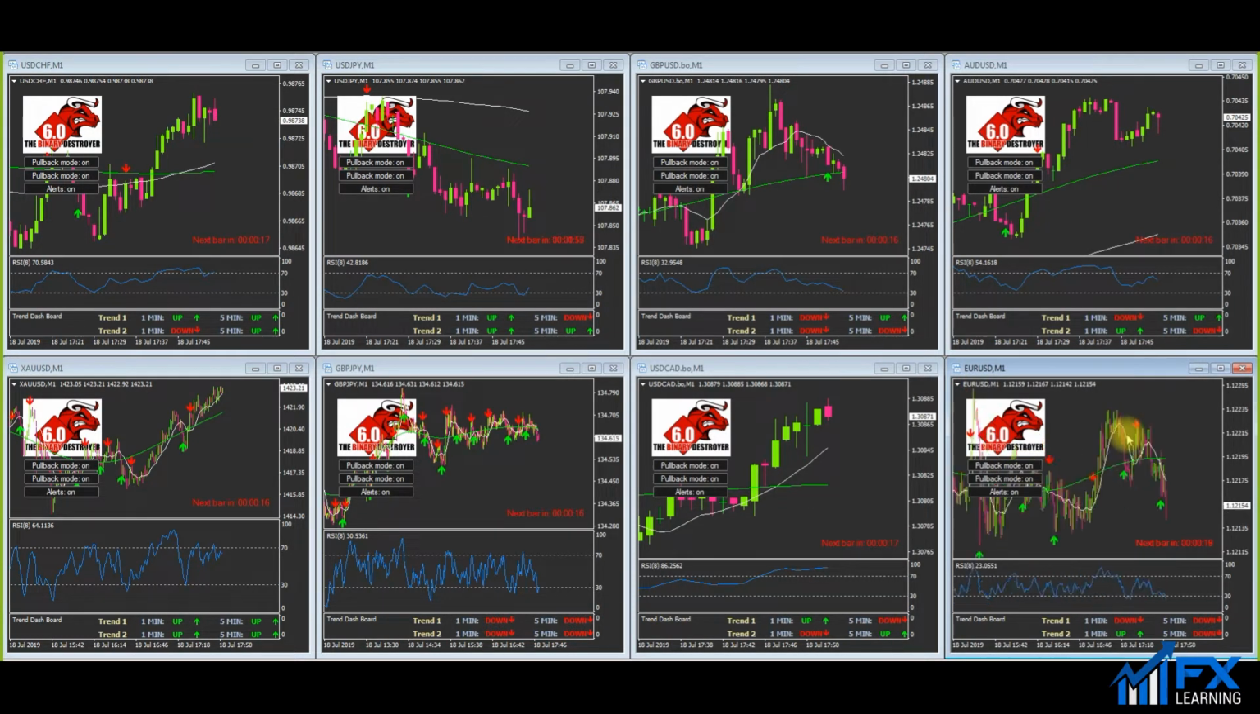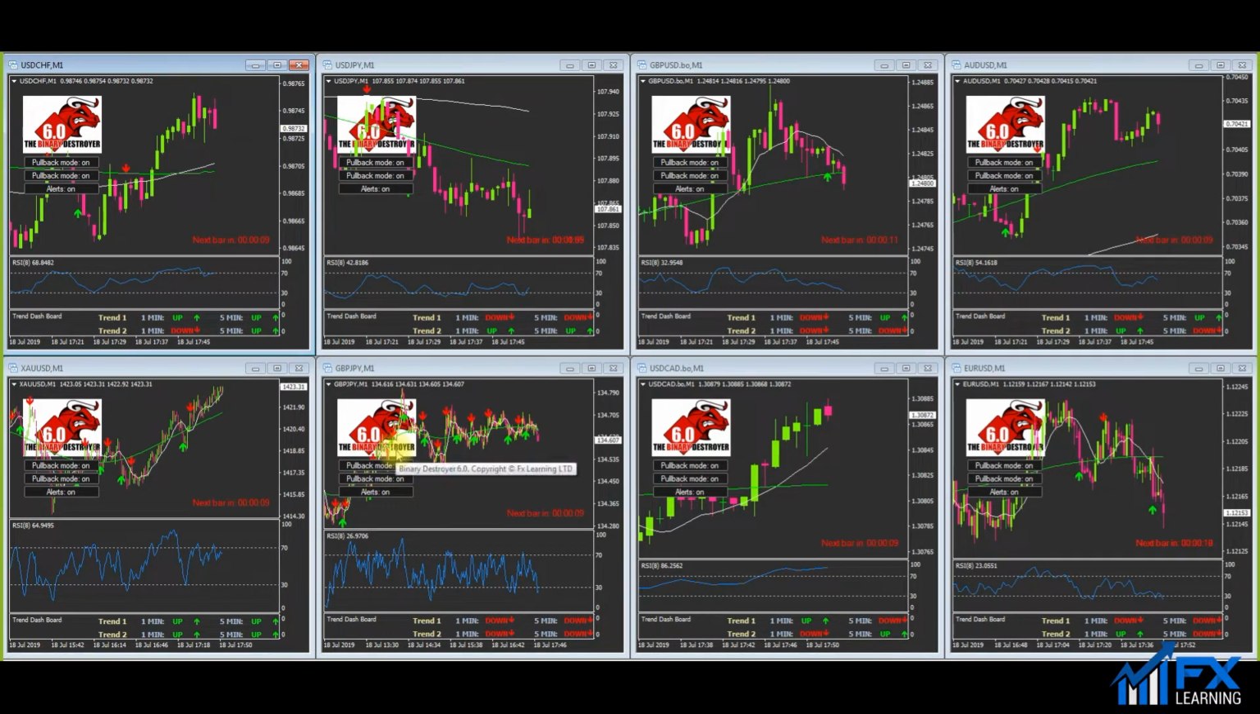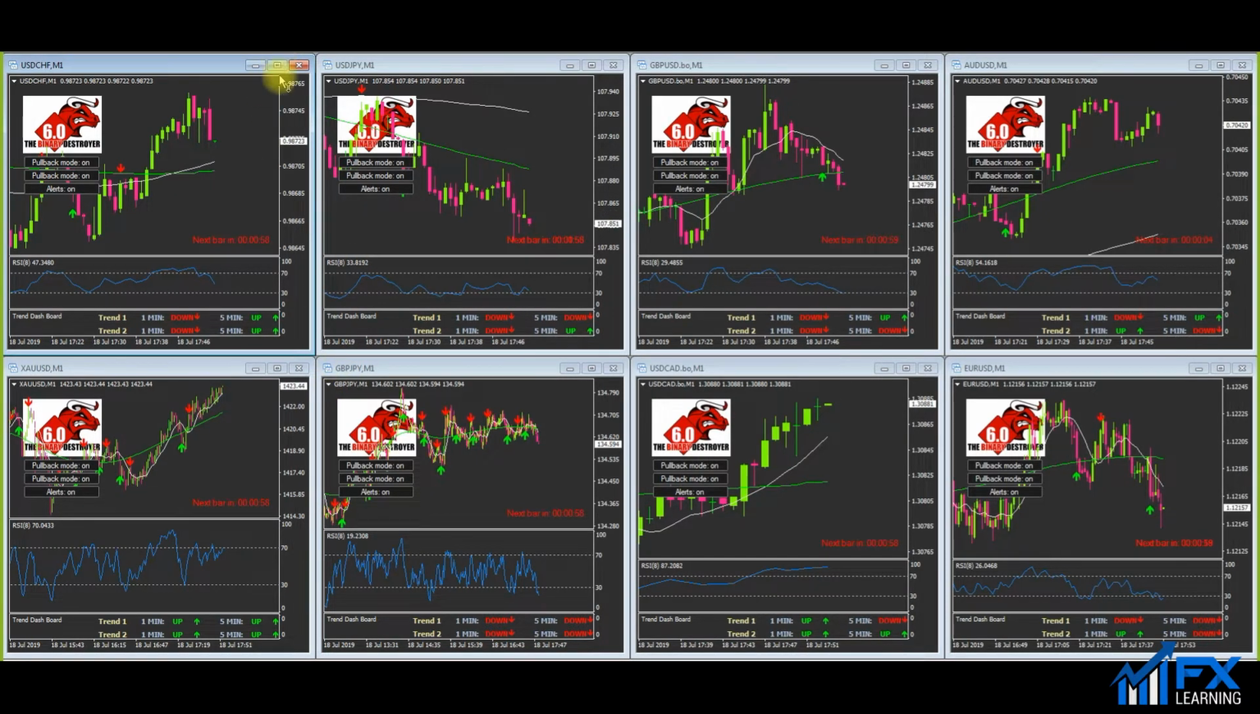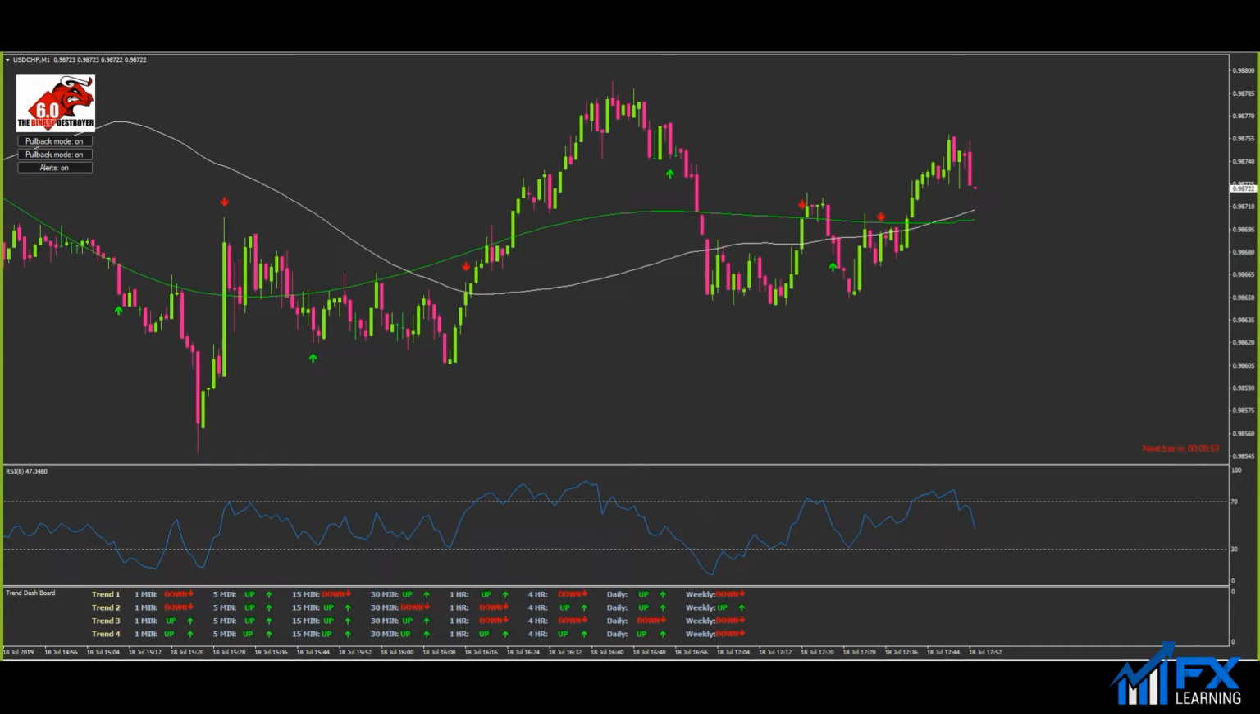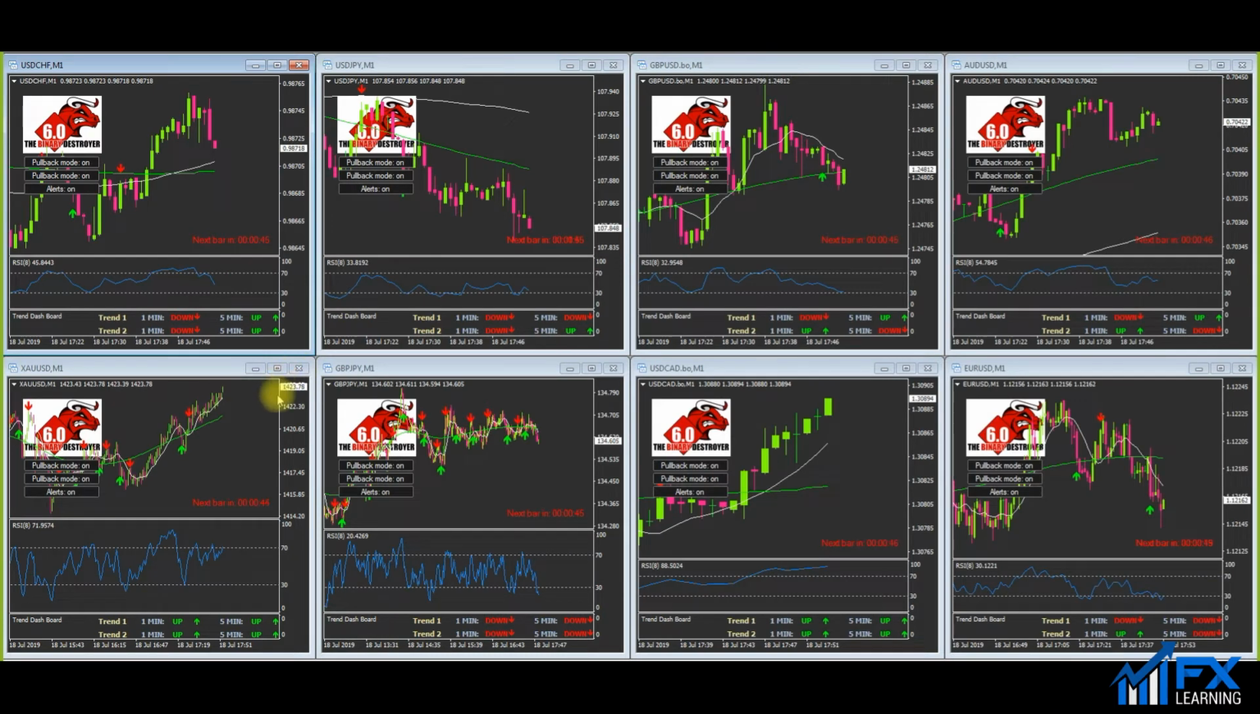Right, pullback mode on. Now I need to actually find some currency pairs because we're trading the pullback strategy. We want to be trading currency pairs that are trending. Pretty much that is it. We want to be taking trades with the trend as soon as a pullback has happened. So USD CHF. I don't believe I can take a 5-minute expiry on USD CHF. I don't think I can. No, I can't. So that's a pointless currency pair to be trading with this strategy.